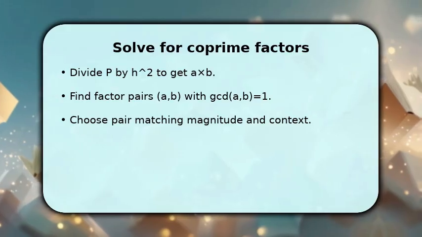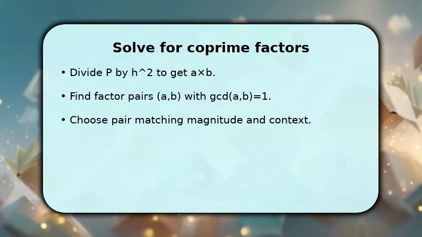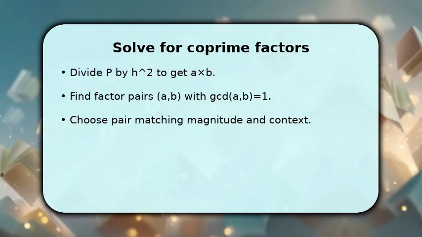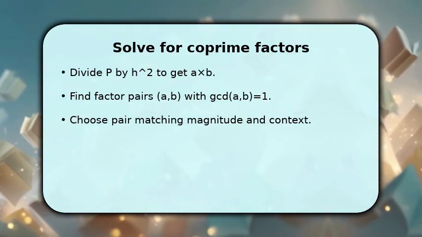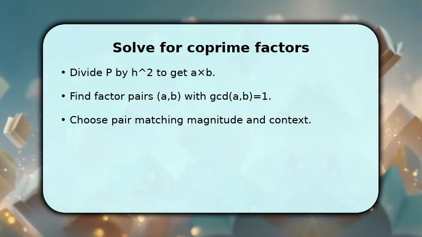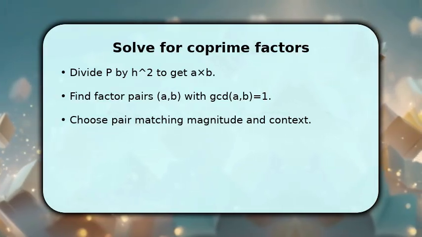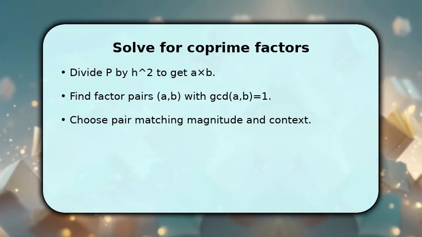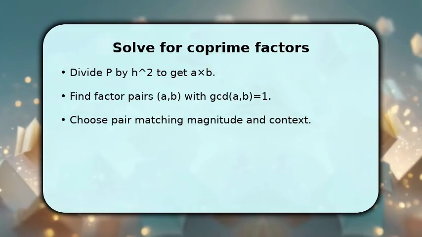Once you find a coprime pair, assign A and B accordingly. Also consider relative sizes or additional clues from the problem to select the correct ordering, if both orders fit. Both number pairs are acceptable, but you usually pick the pair matching any extra constraints.